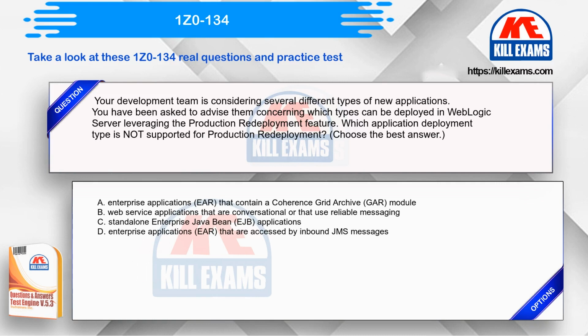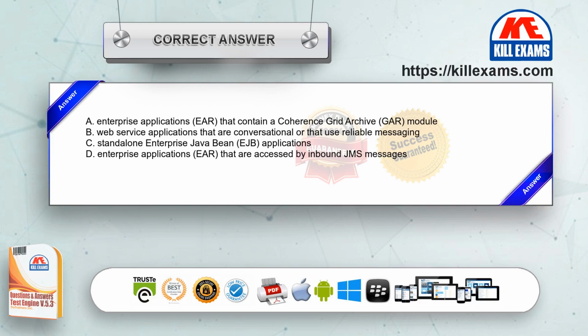Option B. Web service applications that are conversational or that use reliable messaging. Option C. Standalone Enterprise Java Bean, EJB, applications. Option D. Enterprise applications, EAR, that are accessed by inbound JMS messages. The correct answer is option A.